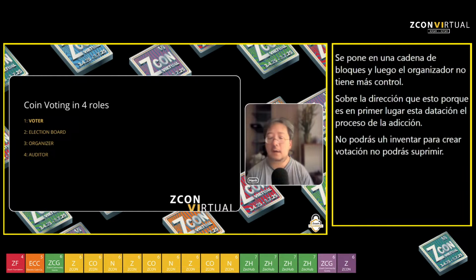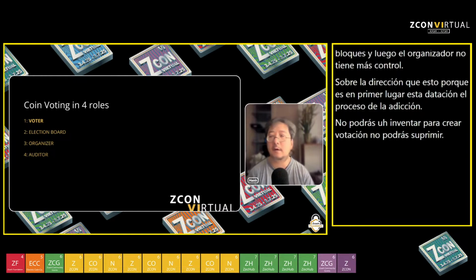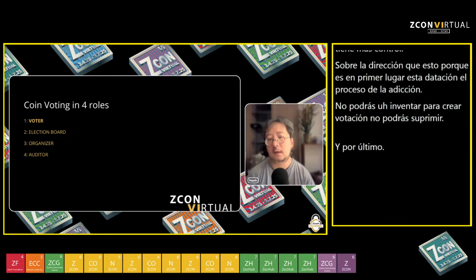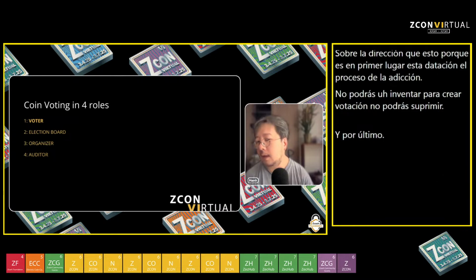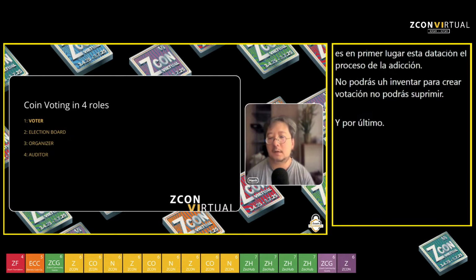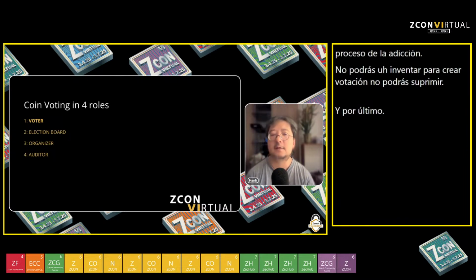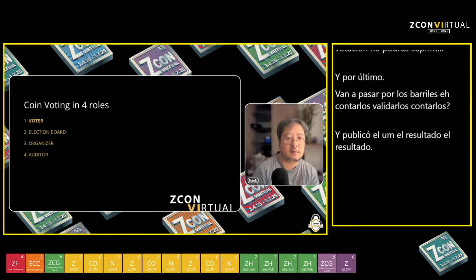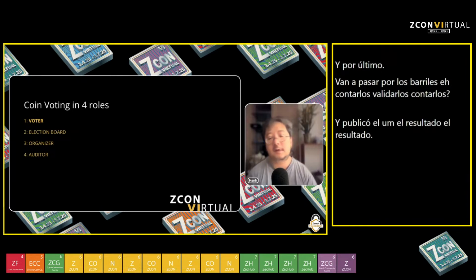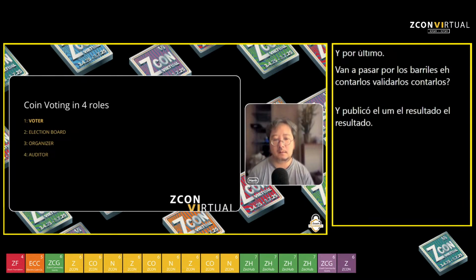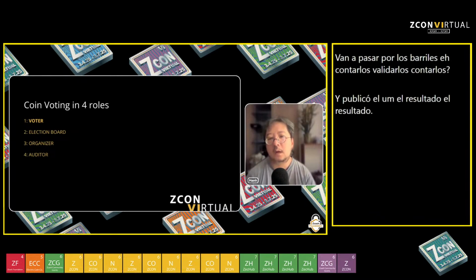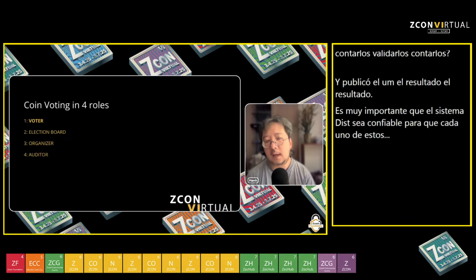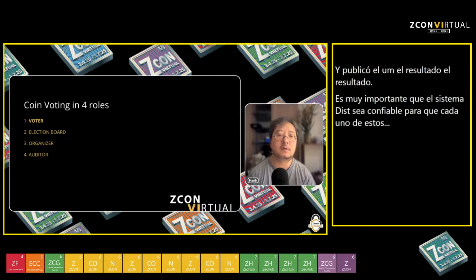And finally, the fourth category are the auditors. So people who are going to go through the ballots, validate them, count them, and publish the result, the outcome. This is very important for this system to be trustless, so that every one of these people in these categories cannot disrupt the election, even if they wanted to.